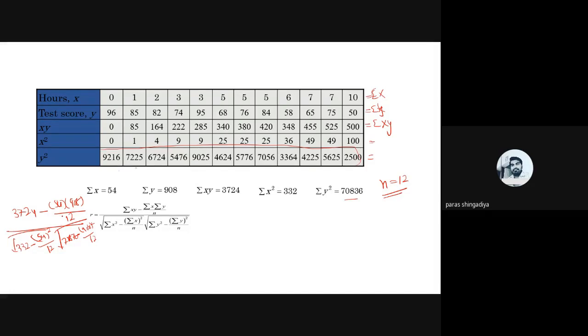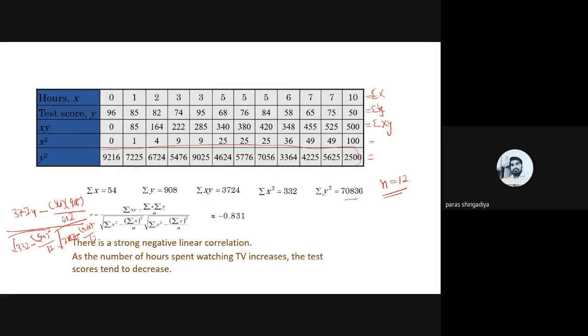Find the numerator first, then check the denominator, and then check the final answer. So the final answer you will get is negative 0.831. That is a negative answer, and as per the behavior of the graph, we can also justify that it is a negative correlation, because the data are in decreasing form. So it is a negative answer.